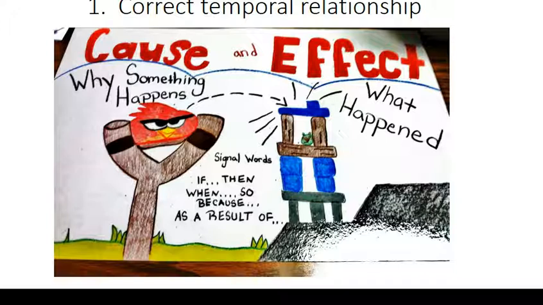So one thing that you want to look at and examine is that if you have a cause and effect relationship, that you have the correct temporal sequence. The cause, then the effect, chicken, then the egg, or vice versa. But it should generally have the correct temporal relationship.